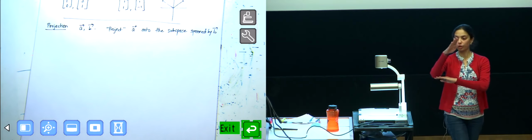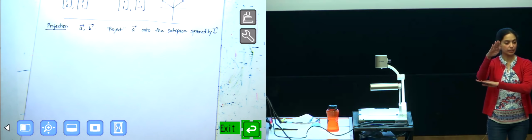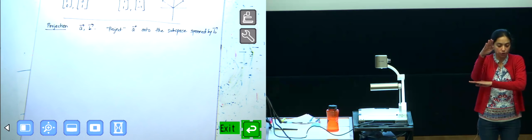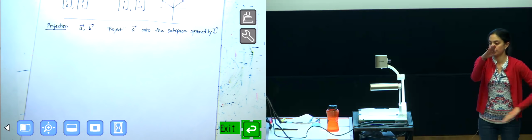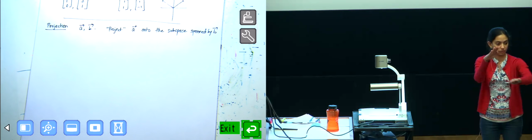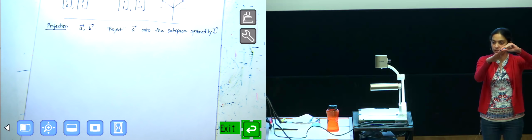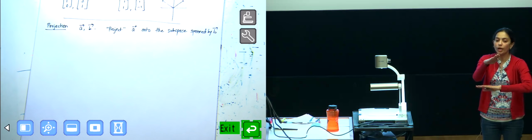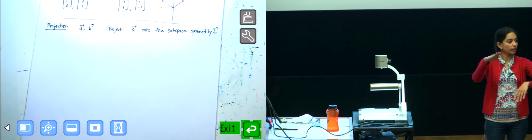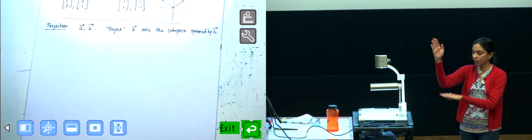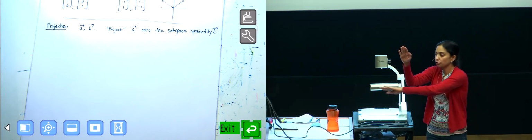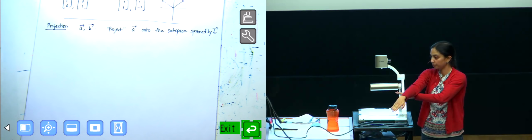So it's like saying, well, I really want to move along this vector A, but let's say I'm only allowed to move in this plane here, for example. If I'm only allowed to move in this plane, but I want to get as close as I can to this point, where should I move to? That is the projection of this vector A onto, let's say, the subspace of this plane.